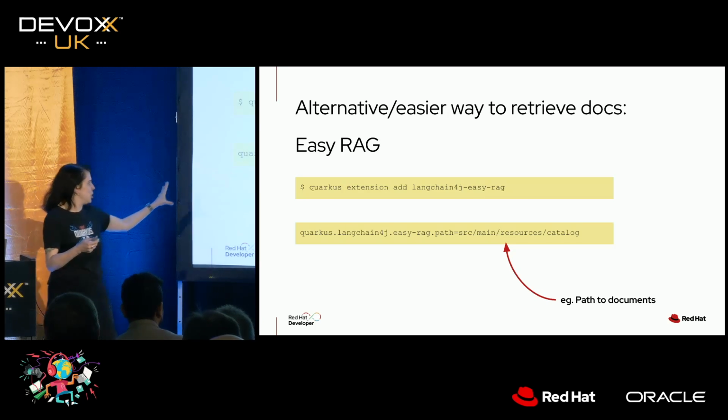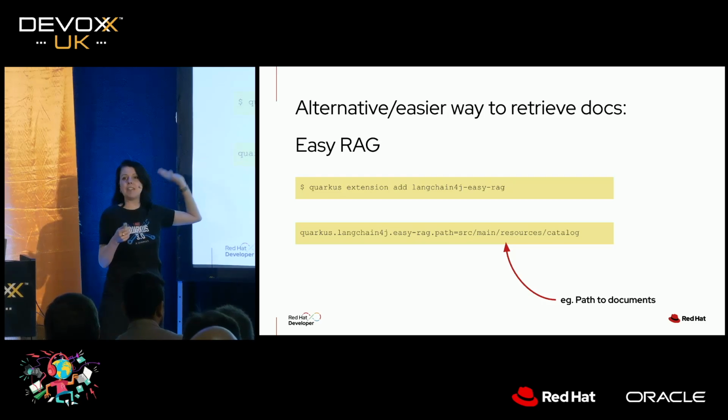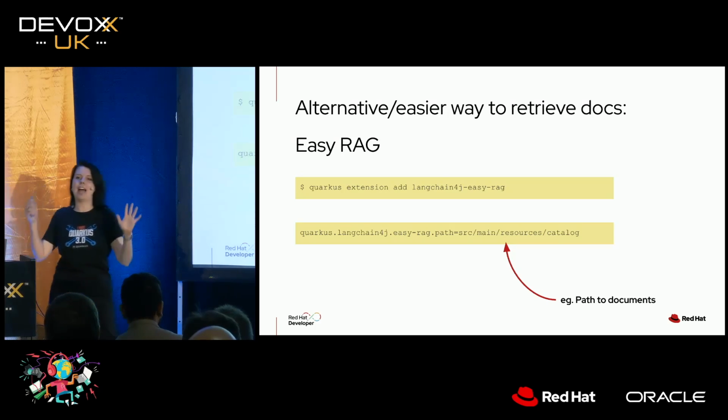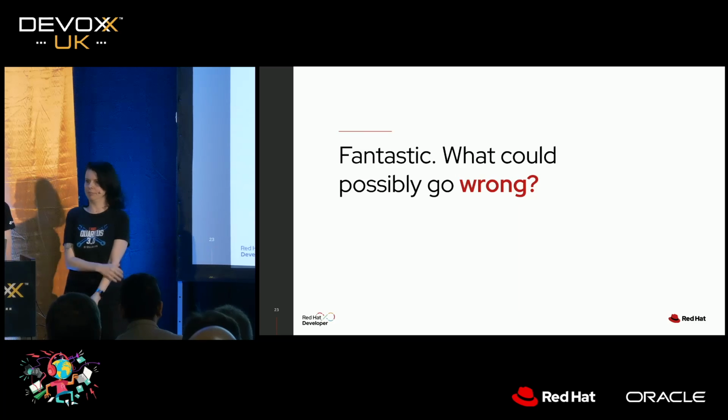So you can just add the EasyRag dependency, and then you can just give it a path to where your stuff is, and you will have access to that stuff in your interactions with the model, which is pretty cool. Have we got a demo of EasyRag? Yes. Or of RAG, of big RAG? Either way, I think.